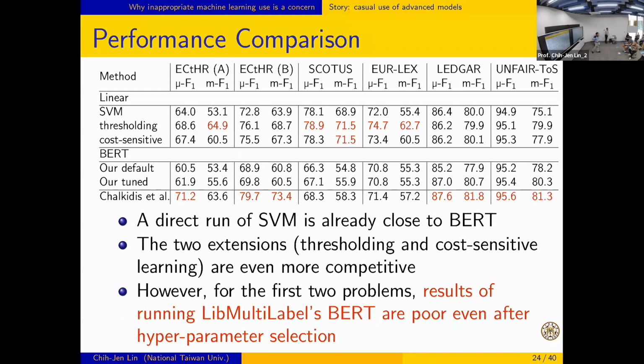Do you have any insight on why overall the performance on the first two datasets was worse than the other datasets? Is it the size or the domain or?